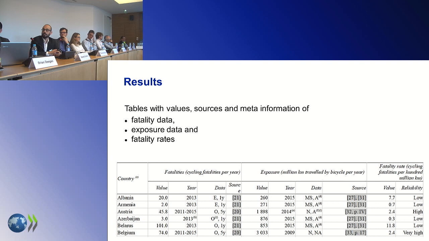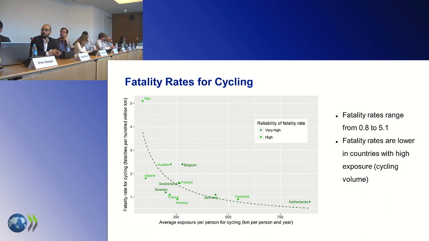You already saw in our article that we presented all the results in a table that shows value, year, data characteristics, and source of fatalities and exposure, and the resulting fatality rate and the reliability level of all countries. And just representing this table in another way, in a scatter plot, taking only the very high and high reliable fatality rates, we could see something like this, which shows that we have fatality rates ranging from 0.8 to 5.1. And fatality rates seem to be lower in countries with high cycling volumes.